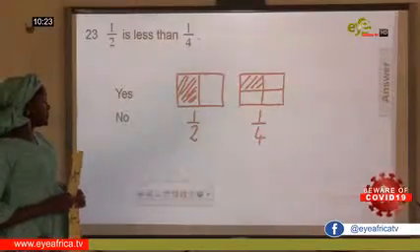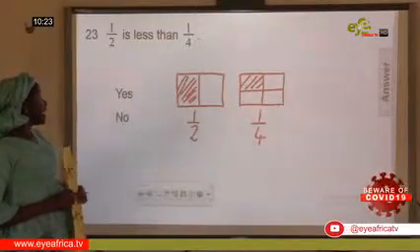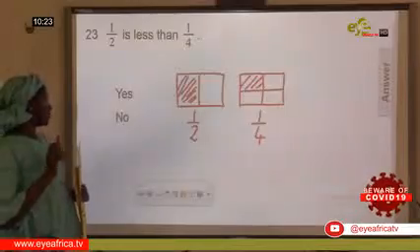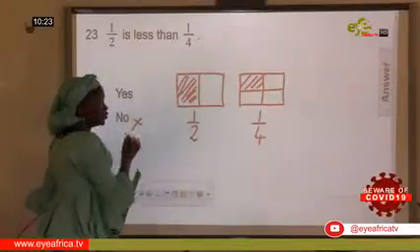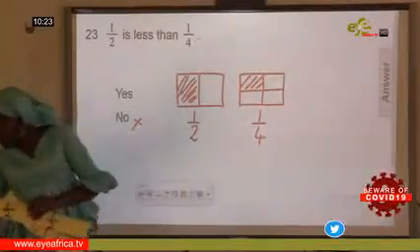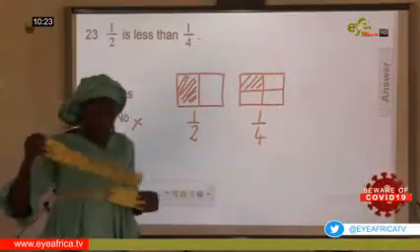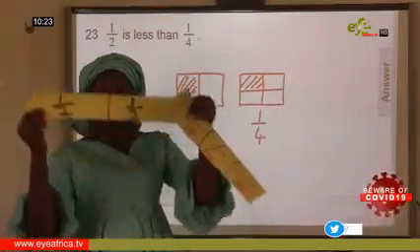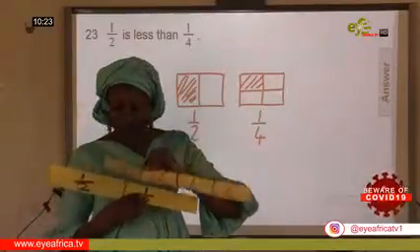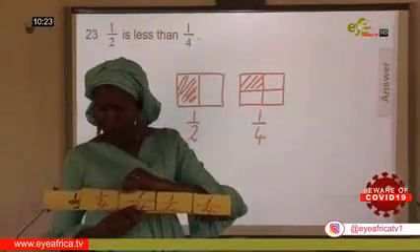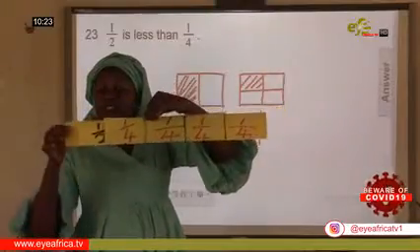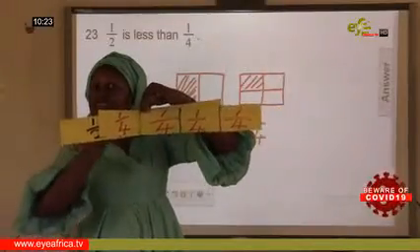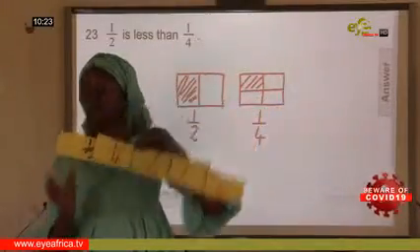It says half is not less than quarter. The answer is no. Because by using even these charts, here is half, this is half, and here is quarter. If you compare these 2, you will see that half is greater than quarter.